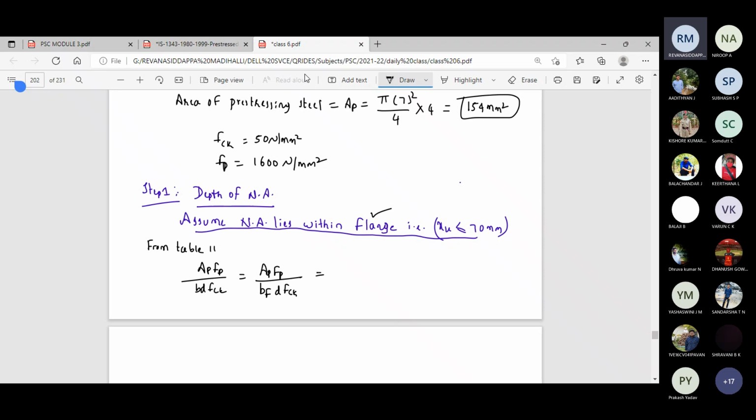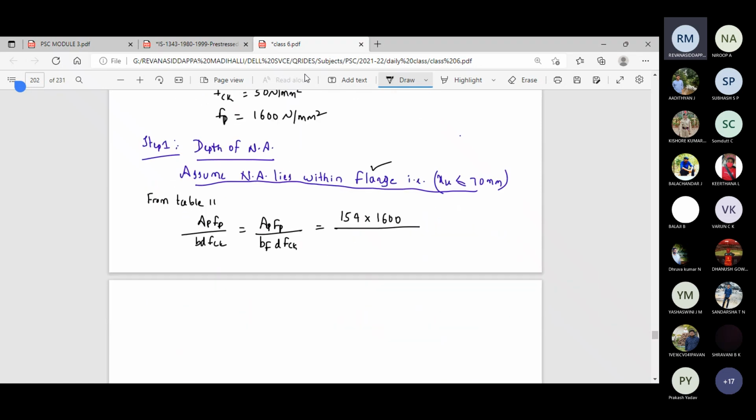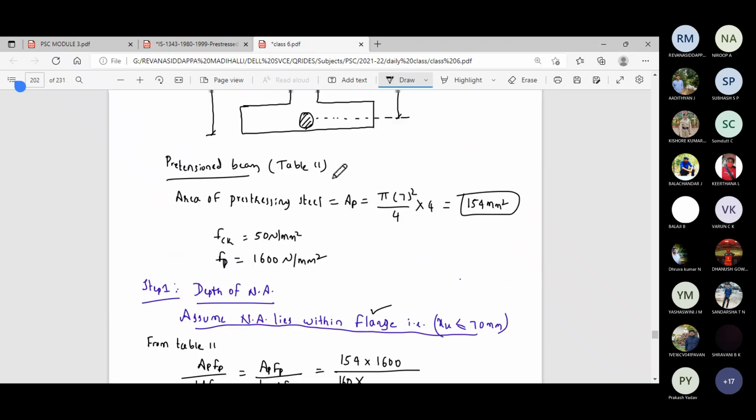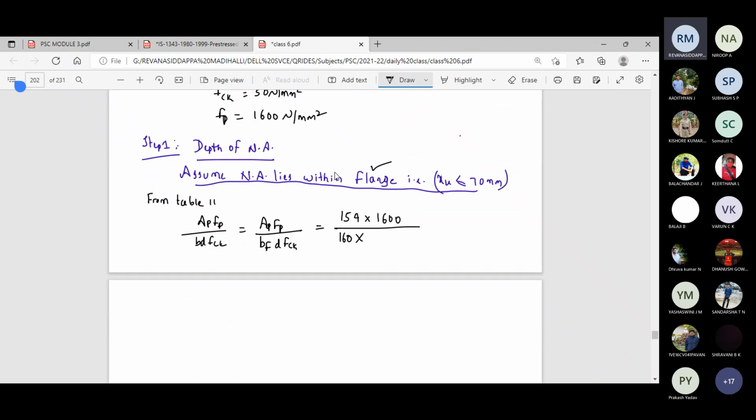So Ap, just now we have determined 154, area of pre-stressing steel. fp is 1600, divided by width of flange, 160 mm, and effective depth 265 mm. fck is given as 50 Newton per mm square. Please solve this ratio and check the answer. It is 0.116.